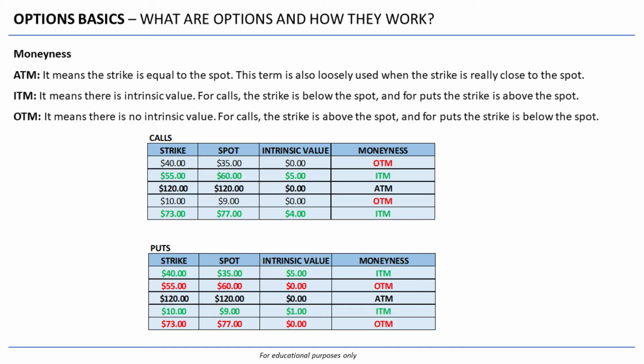Let's look back to our examples, adding this new concept. As you can see, whenever there is intrinsic value present, we can say that the option is in the money, and when there is no intrinsic value present, we can say the option is out of the money. We also modified one of the examples to set the strike equal to the spot, so we can have one case where the option is at the money.